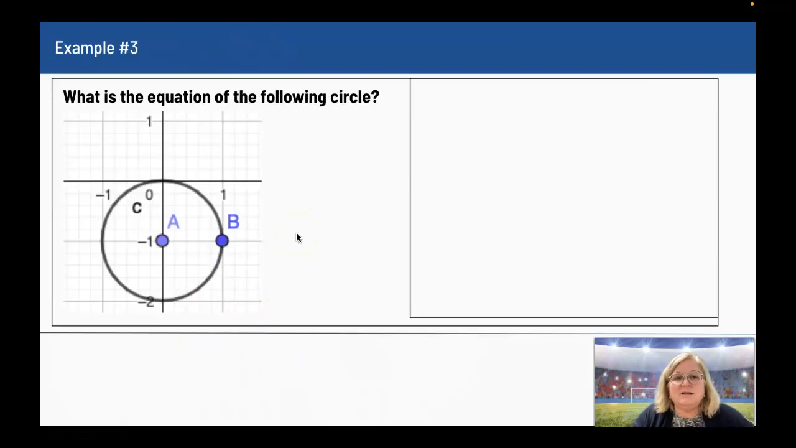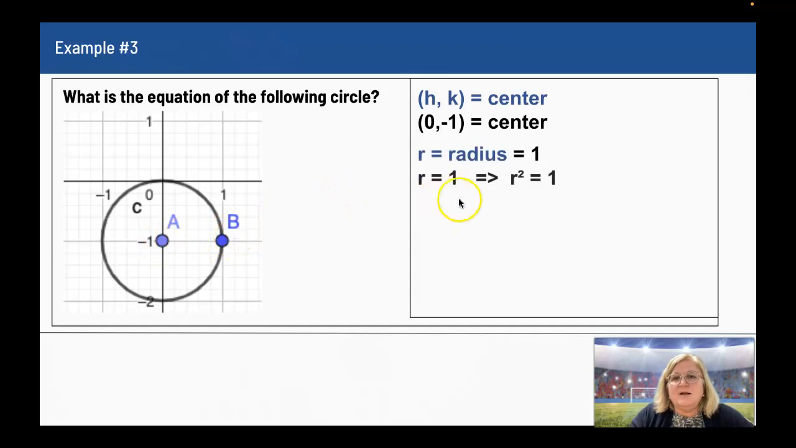What is the equation of the following circle? Well, my center is h comma k, which is at 0, -1. My radius is 1. 1 squared is still 1. 1 times 1 is 1.